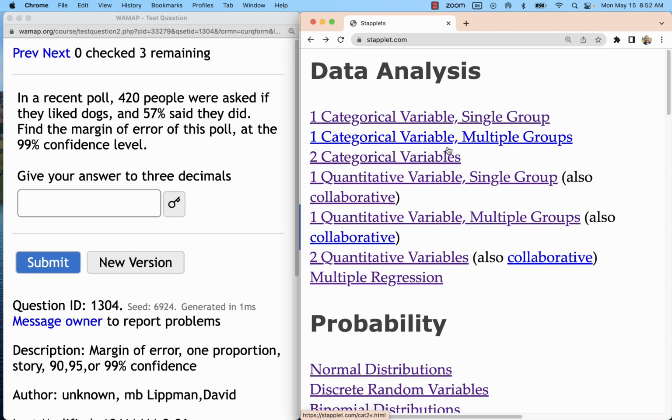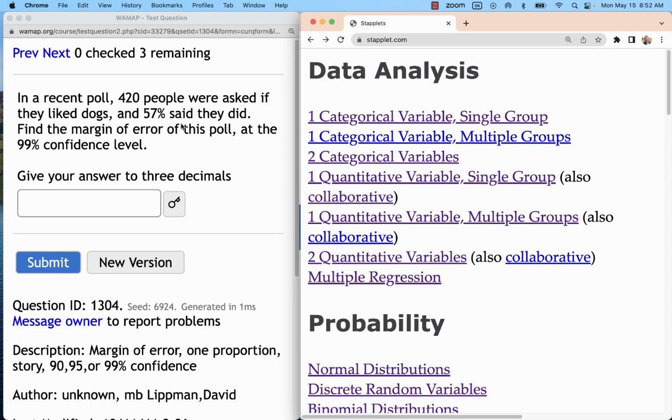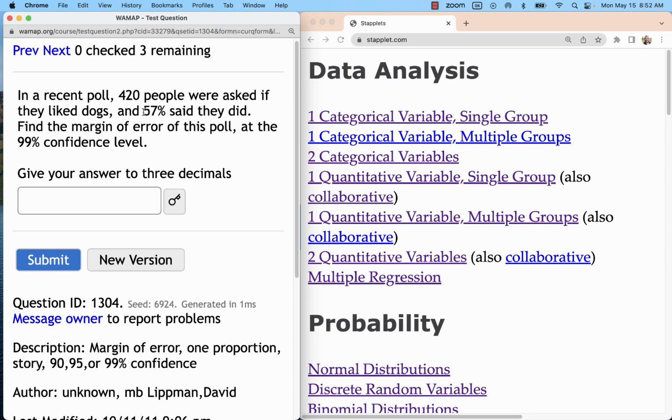Now we are trying to construct a confidence interval for the population proportion, which will then give us the margin of error of the poll. We now have a categorical variable. We will see a percentage here, and if we had raw data, it would be a list of 420 responses of either liking dogs, maybe not liking dogs, maybe not wanting to respond. We're not sure, but this is categorical.